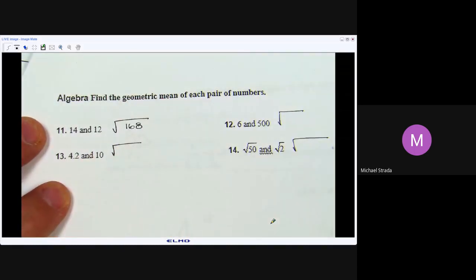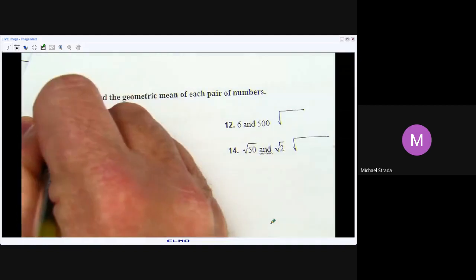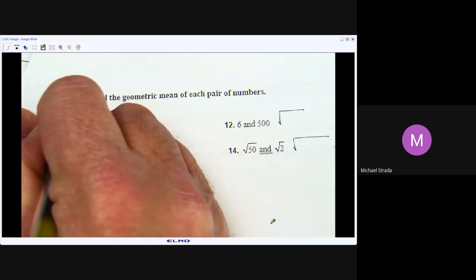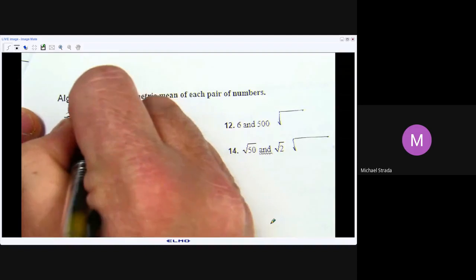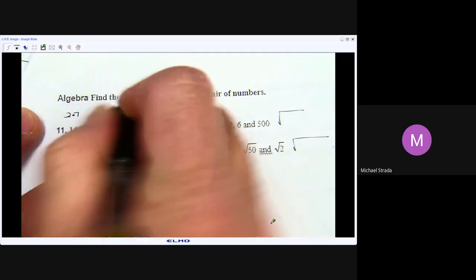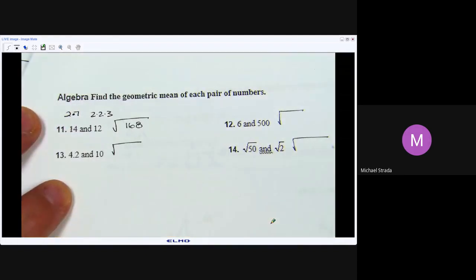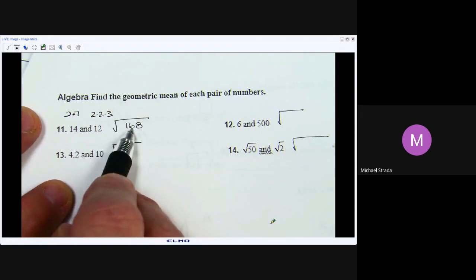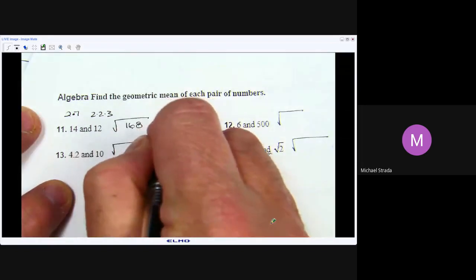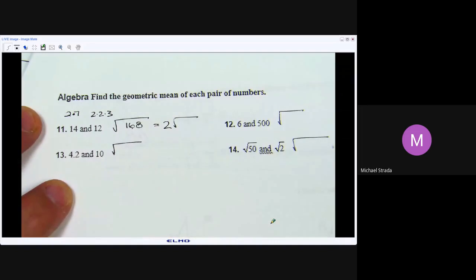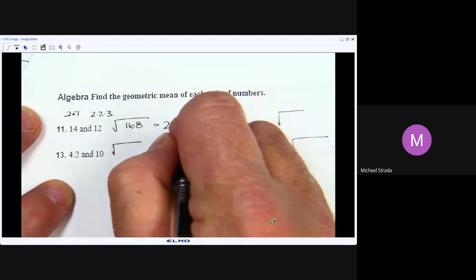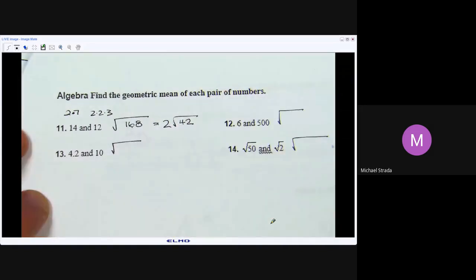And here's the idea behind simplifying. 14 is 2 times 7. All right, 12 is 2 times 2 times 3. Anything that shows up twice is obviously going to come out. Hopefully you realized that when you simplified radicals last year, which means 4 is coming out. And the square root of 4 is 2. All right, which would be 2 square root of 42. Since there are no perfect squares that go into 42, you would be done. Okay?